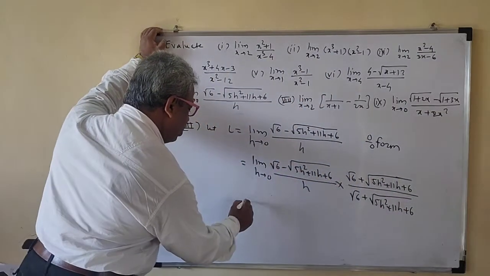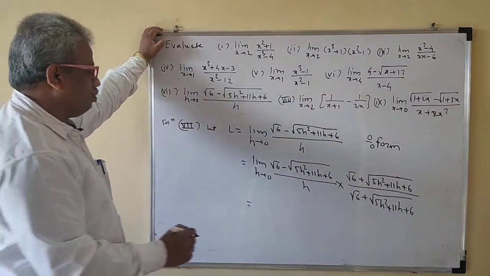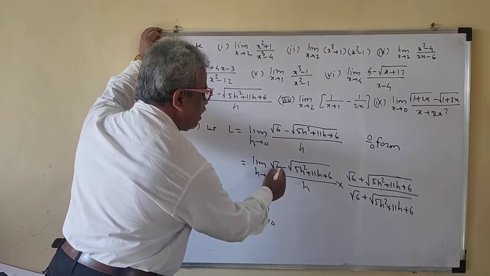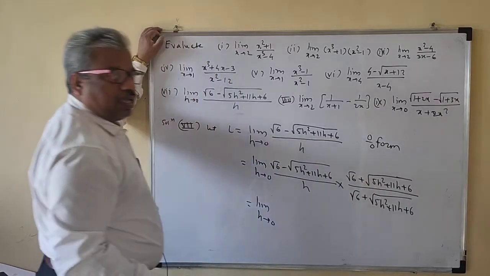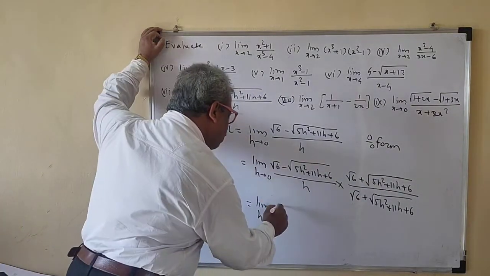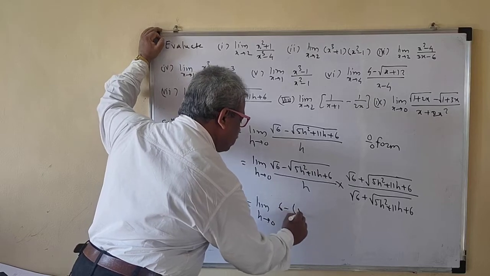Now we have to multiply numerator and denominator. So we multiply this. Limit h tends to 0. Now this is a minus b and this is a plus b. A minus b into a plus b is a square minus b square. The square of the first one is 6, minus the square of the second one is what?